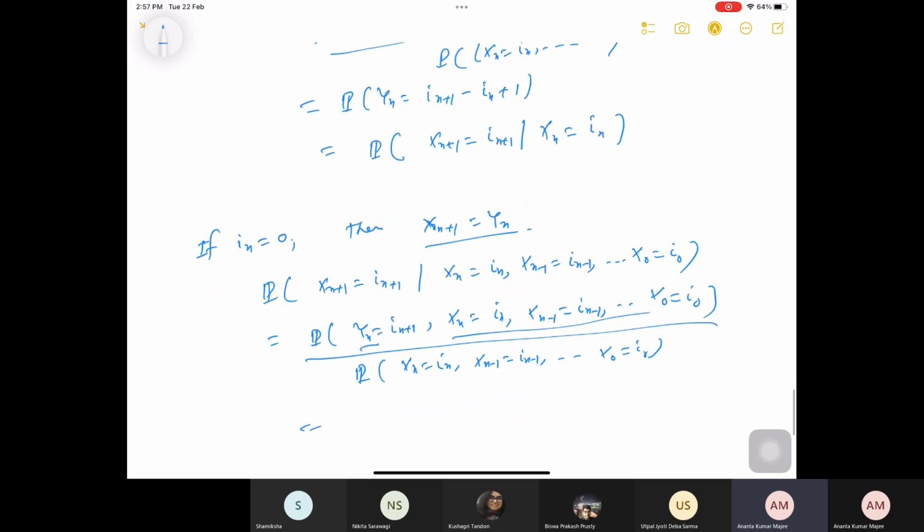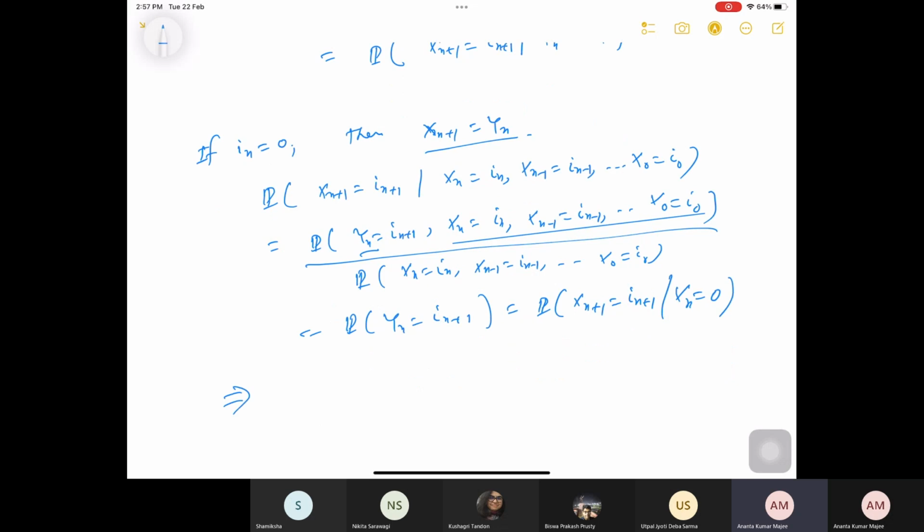Now again this Y_n and these are independent, so I can take the probability of AB as the probability of A times the probability of B. From there, what I have is the probability of Y_n equal to i_{n+1}. Now this is the same as the probability of X_{n+1} equal to i_{n+1} given X_n equal to i_n, which is my 0 now. This is exactly the same because i_n is equal to 0. So this implies that in any case X_n is a Markov chain. X_n is a Markov chain.